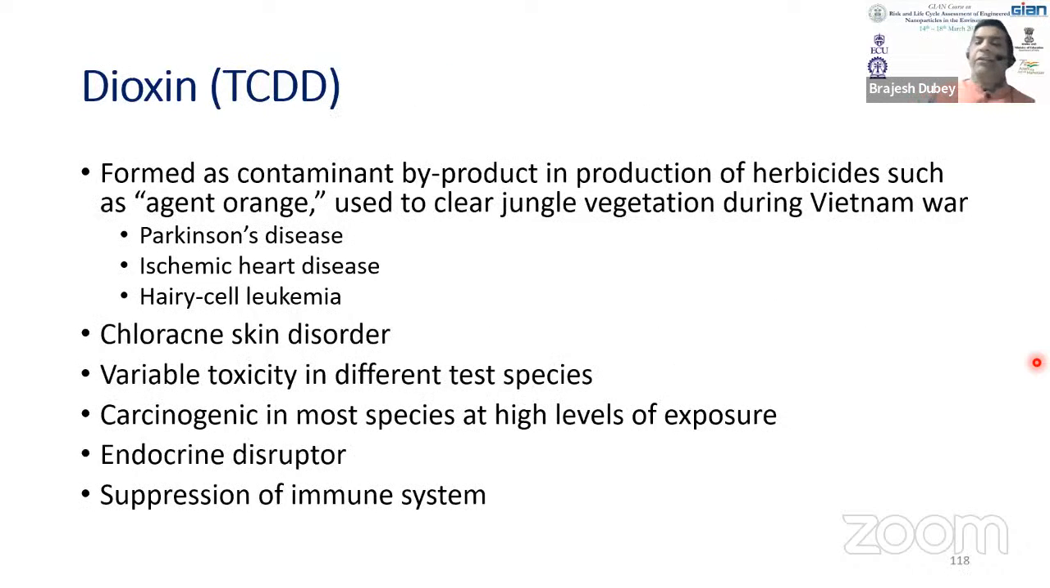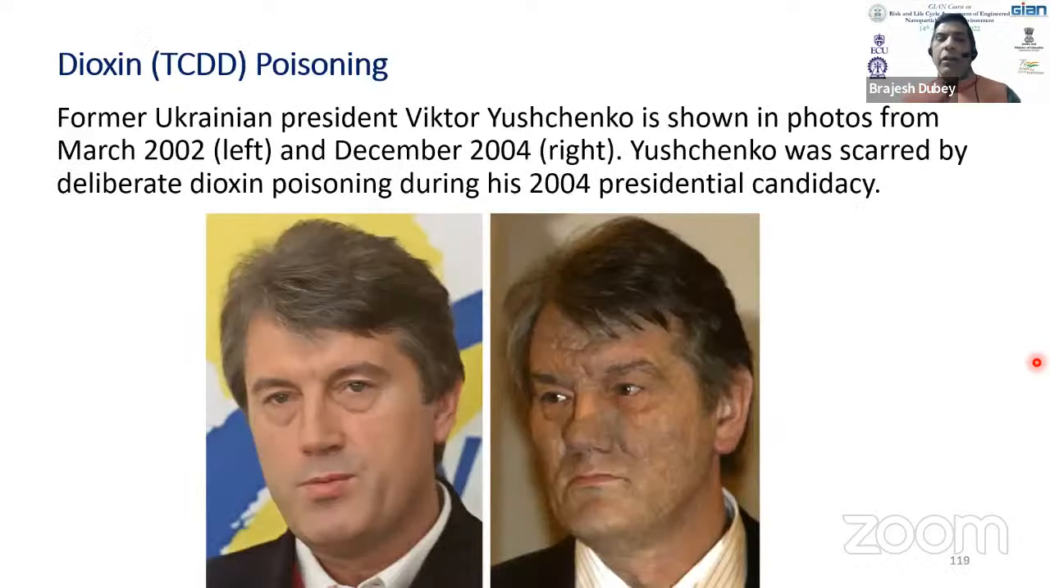Then dioxins, another bigger one. So there are a lot of chemicals out there, and I just wanted to give you some examples. It was a contaminant byproduct in the production of herbicides such as Agent Orange, which was used to clear jungle vegetation during the Vietnam War. It can cause a skin disorder. There are different types of toxicity: endocrine disruptor, suppression of the immune system, and all those things.